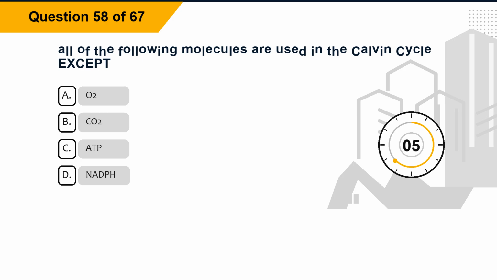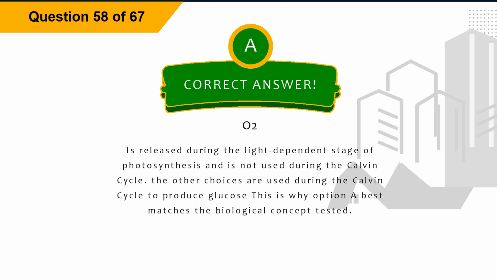Oxygen. Option B. CO2. Option C. ATP. Option D. NADP. The correct answer is option A. Oxygen. Explanation: oxygen is released during the light-dependent stage of photosynthesis and is not used during the Calvin cycle. The other choices are used during the Calvin cycle to produce glucose. This is why option A best matches the biological concept tested.